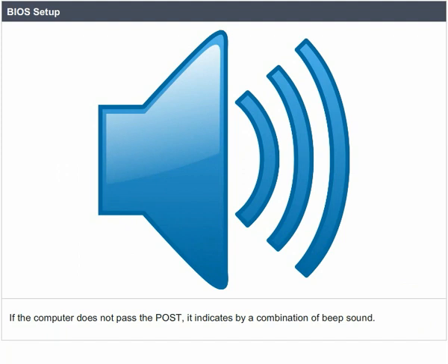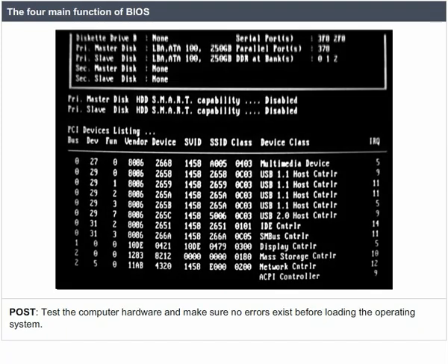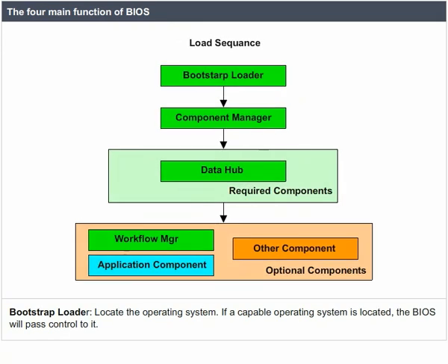The four main functions of BIOS. POST, P-O-S-T: test the computer hardware and make sure that no errors exist before loading the operating system. Bootstrap Loader: locate the operating system. If a capable operating system is located, the BIOS will pass control to it.